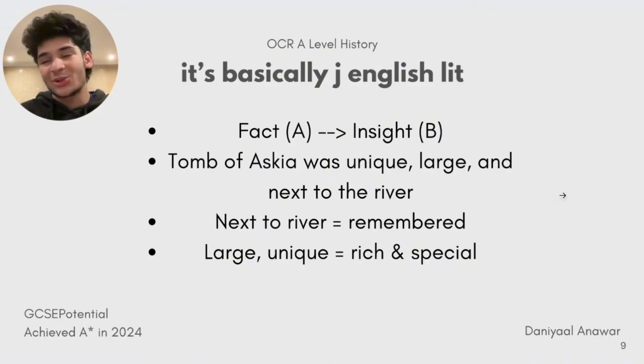You could basically waffle. It's not necessarily waffle because it is informed, but you're just making a point based on that fact. So the fact that it was next to the river means he probably wanted to be remembered, because if you're next to a river, then more people are going to go across the river and they're going to see you. So more people are going to remember you. That tells us a little bit about him. Furthermore, the fact that it was large and unique implies that he was very rich. You couldn't do that unless you were rich. And also probably that he was a special person, since nothing else like that really existed. And another piece of evidence to solidify this that I think is on my flashcards is the Tomb of Askia is now a UNESCO World Heritage Site, which means it's super fancy and important. So I guess it goes to show that he achieved his goal.